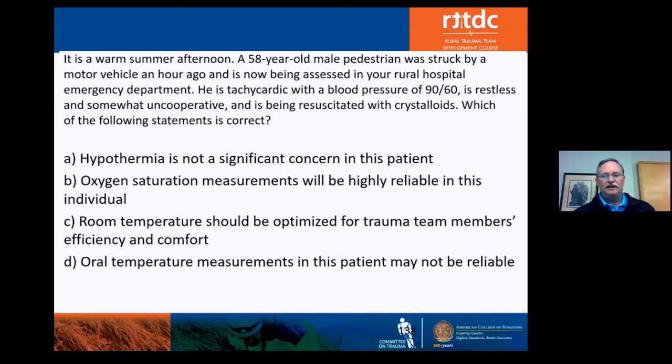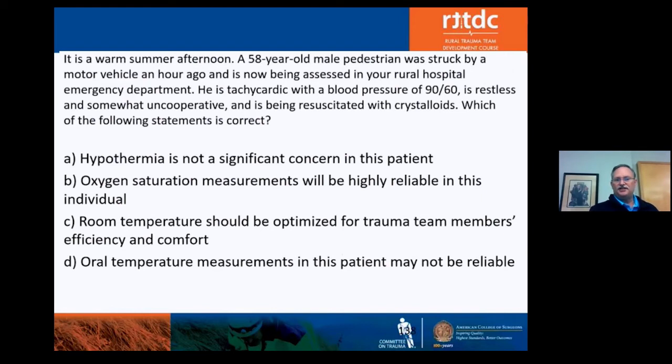A, hypothermia is not a significant concern in this patient. B, oxygen saturation measurements will be highly reliable in this individual. C, room temperature should be optimized for trauma team members' efficiency and comfort. D, oral temperature measurements in this patient may not be reliable.